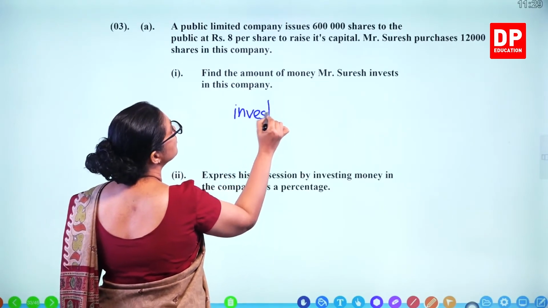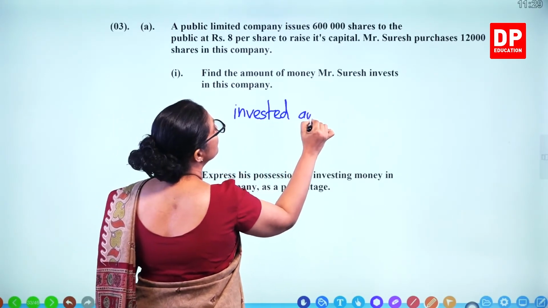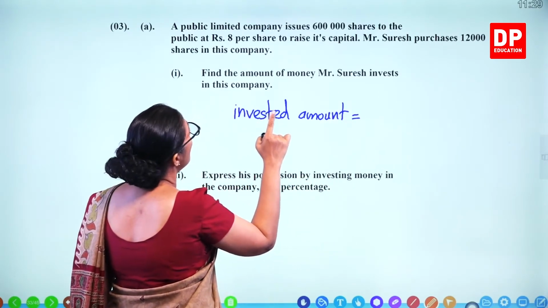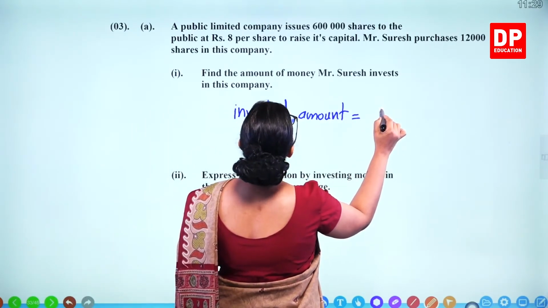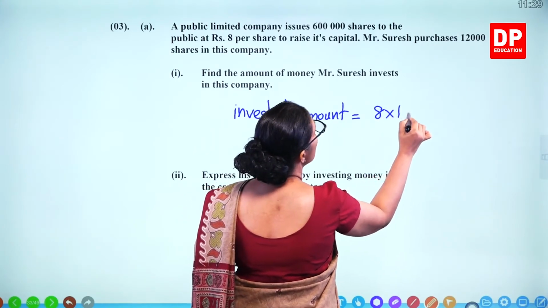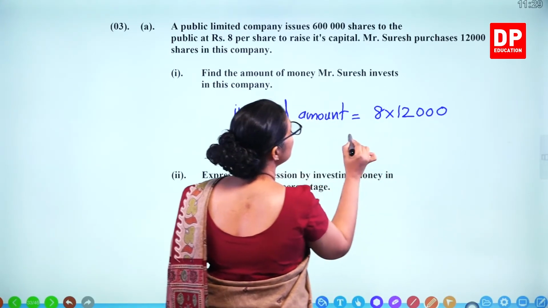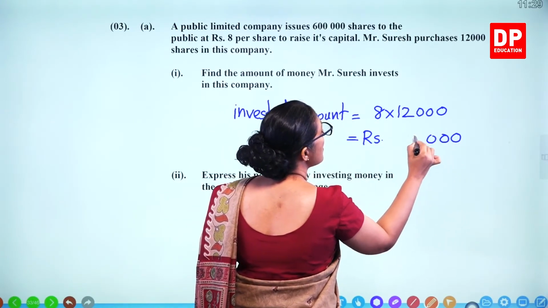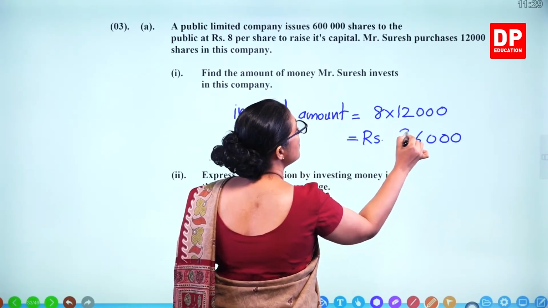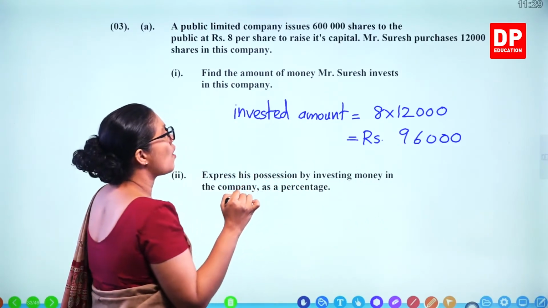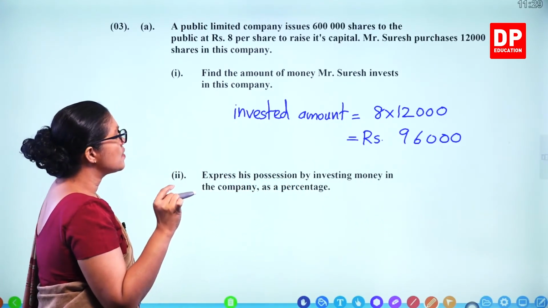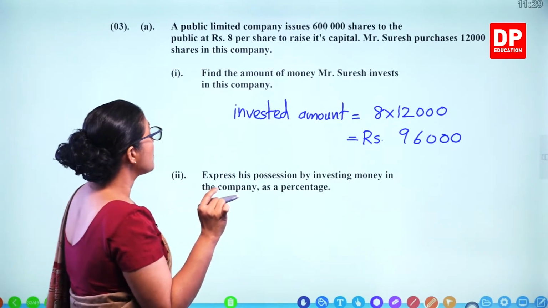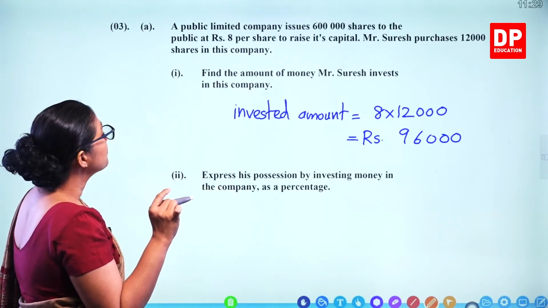Invested amount, each one 8, 12,000 shares. 3 zeros, 8 times 2, 16 and 9, 96,000 rupees. Express his position by investing money in the company as a percentage.